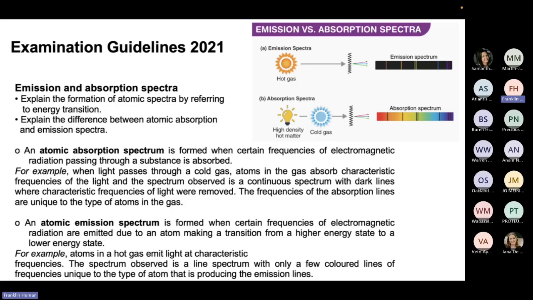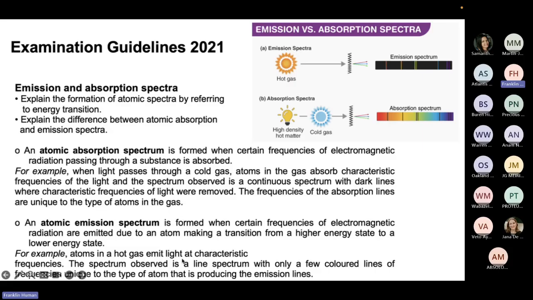So when we look at an emission spectrum, I'm going to go through it again. For example, atoms in a hot gas emit light at characteristic frequencies. Remember, when the atoms in a gas emit light at specific frequencies, we are going to see specific colors. The spectrum observed is a line spectrum with only a few colored lines of frequencies unique to the type of atom that is producing the emission lines. Right, let's go on to our next slide.